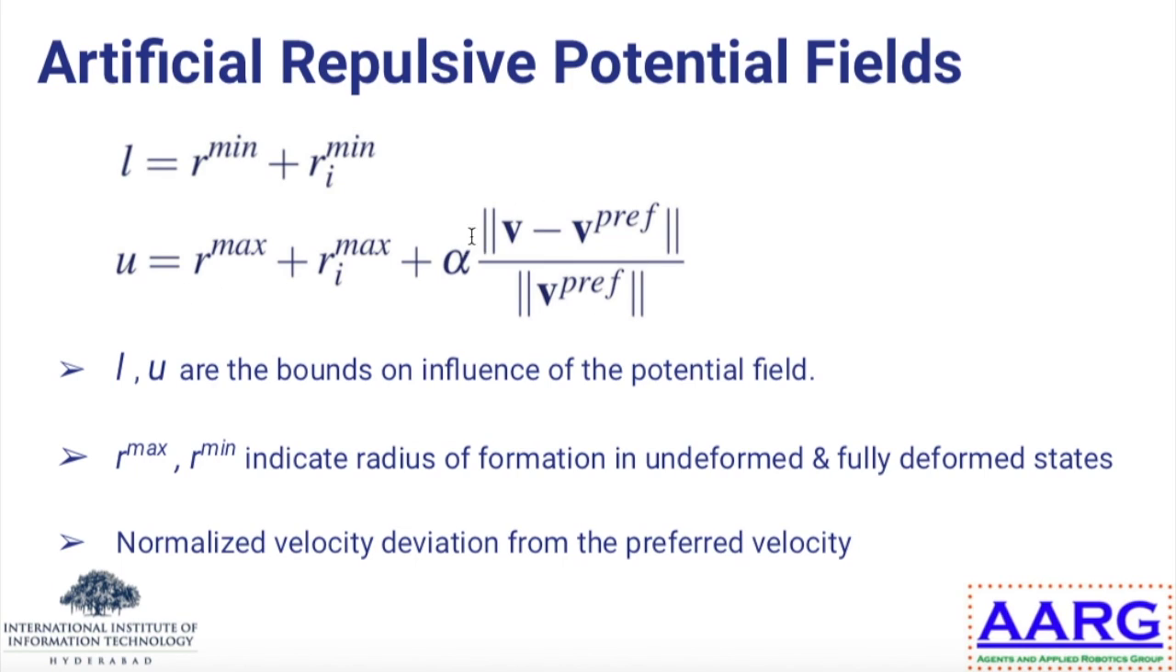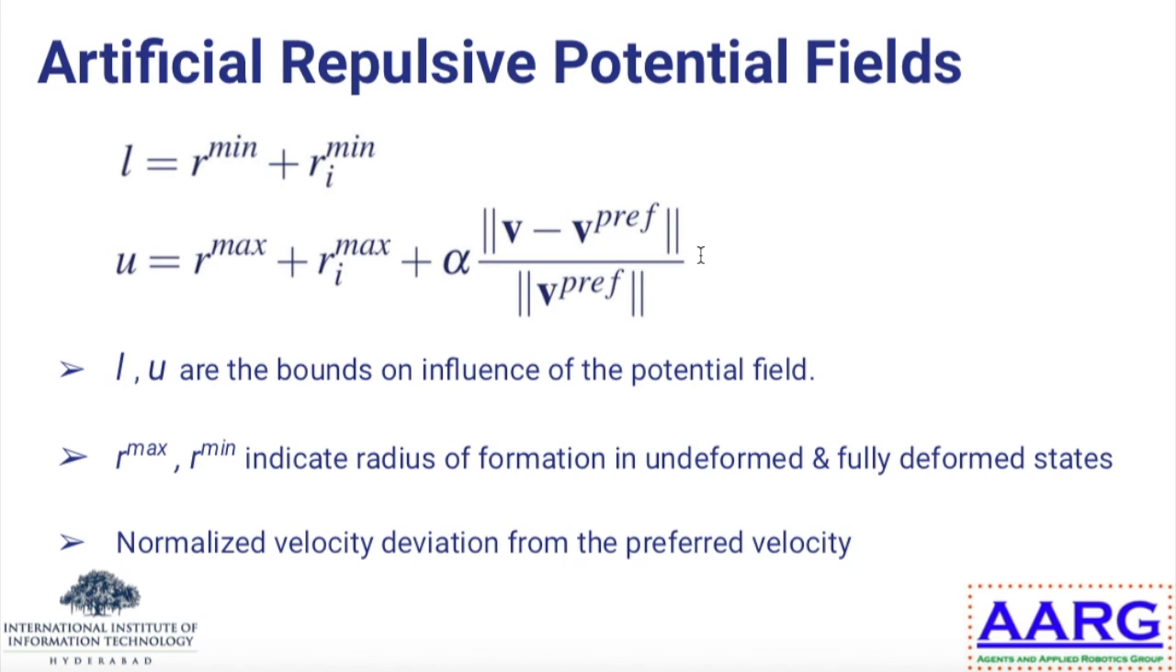The last term in the equation defines the normalized velocity deviation from the preferred velocity. When the normalized velocity deviation is high, it implies that the formations are nearly static and have deviated from their preferred velocities due to the presence of other formations and obstacles. So this leads to an increase in the potential field region of influence, which in turn leads to the deformation of formation. This deformation over the horizon squeezes the robot workspace and enables the planner to look ahead for feasible trajectories.